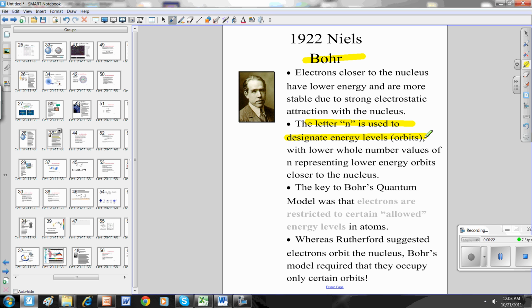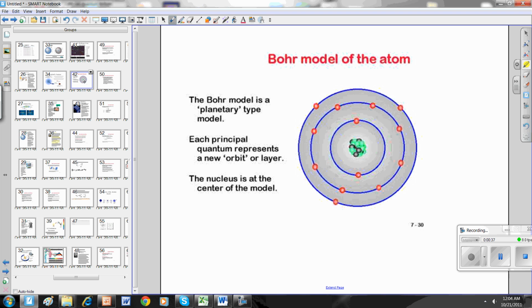If you think about the way we picture or imagine atoms, or you see pictures of atoms, it's still kind of Bohr's idea that atoms were restricted to certain energy levels. They look kind of like the electrons orbit the nucleus. This is what he's famous for, a planetary type model. Each quantum number represents a new principal energy level, or an outside ring. The nucleus is at the center of the model. That's what Bohr came up with.